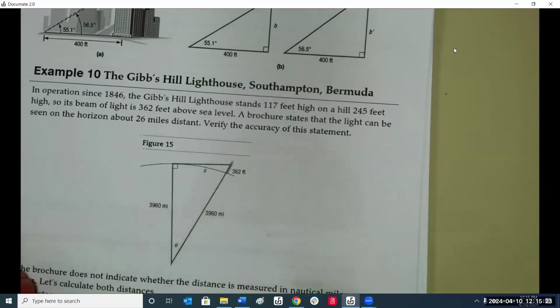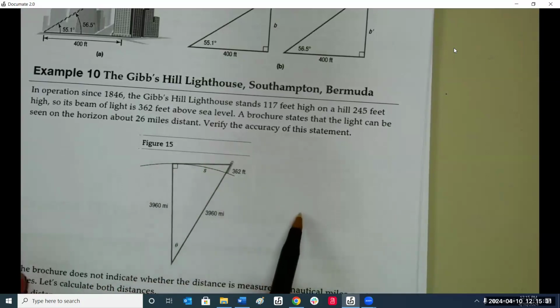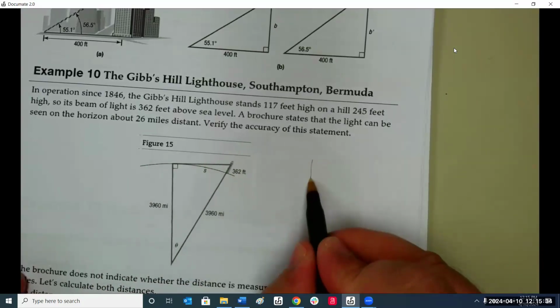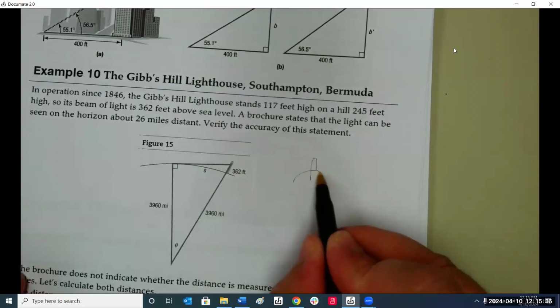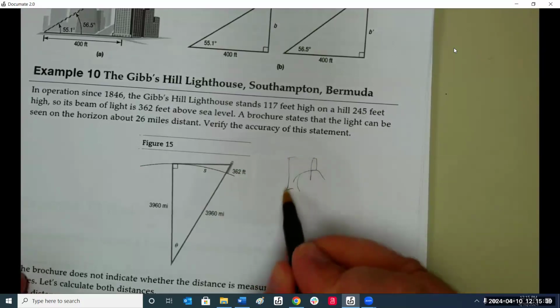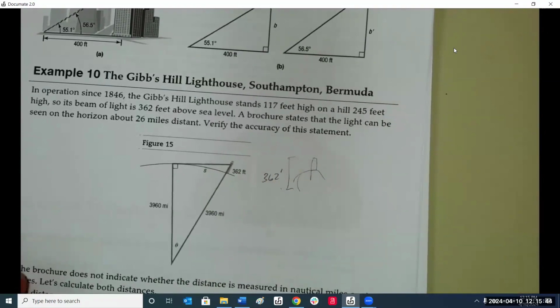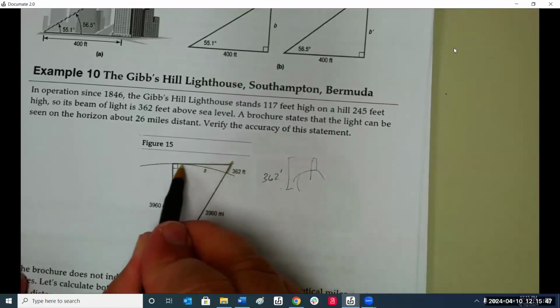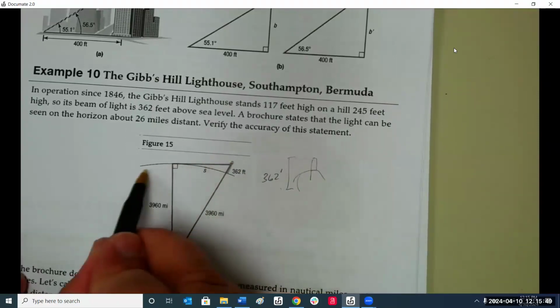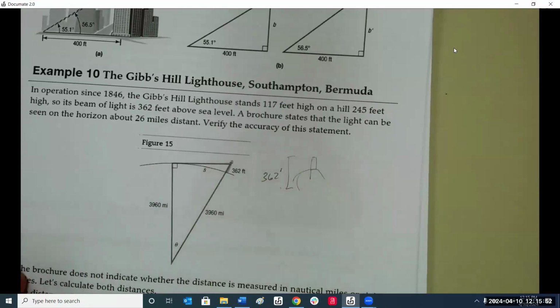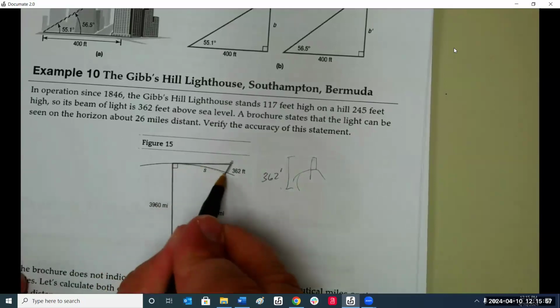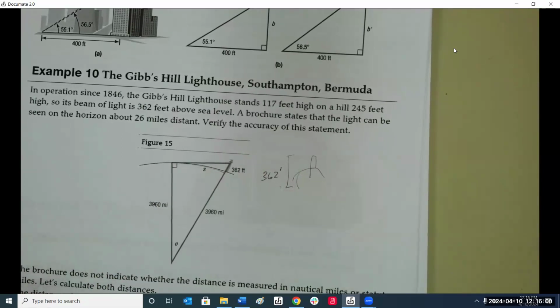Now, how does that relate to this picture? The Earth is round. So if this lighthouse on top of this hill is 362 feet tall, how far can this lighthouse be seen until the curvature of the Earth eats up the lighthouse? That's what we're looking at here. We're looking for S, the arc length.